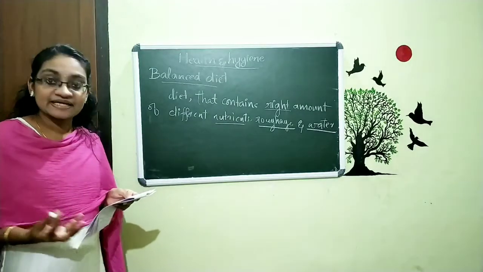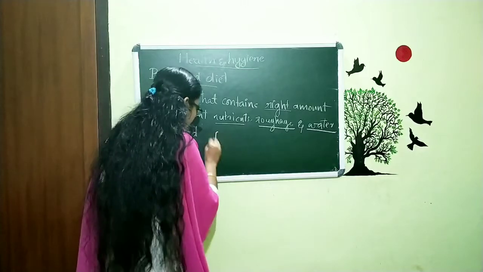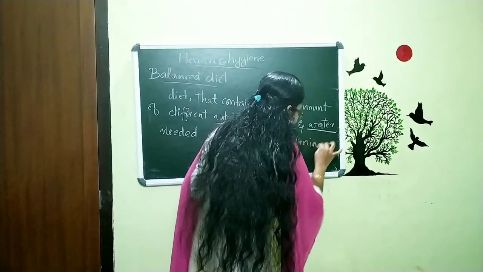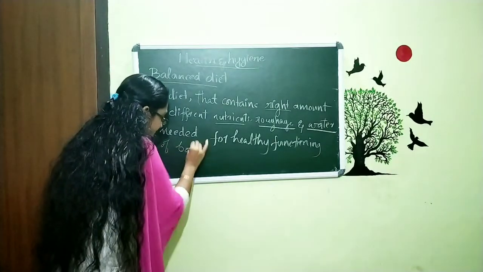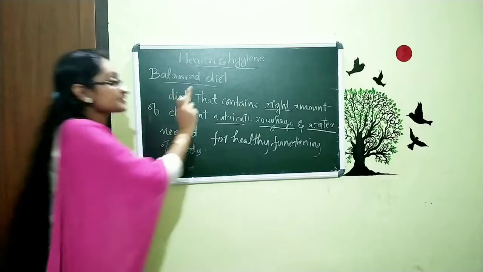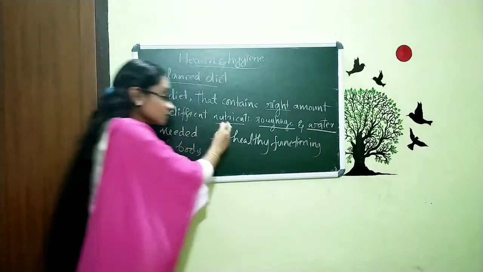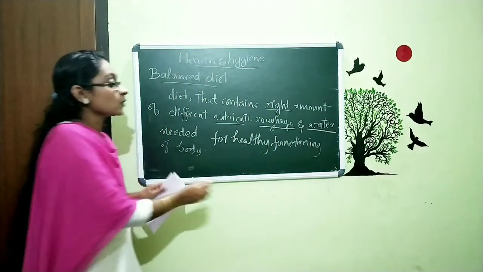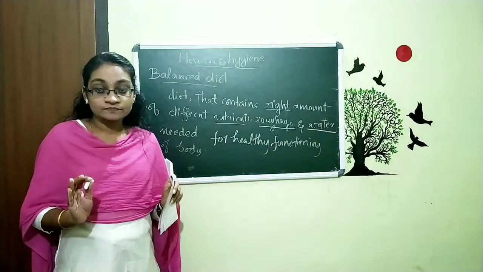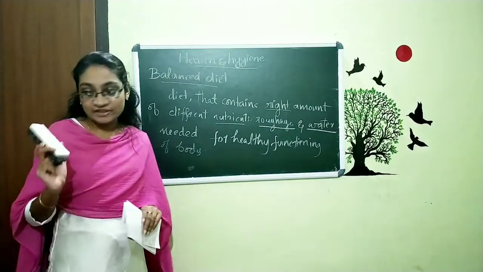Why are we keeping this balanced diet? It is because it is needed for healthy functioning of our body. Right amount means a particular or sufficient amount of different nutrients, roughage and water that is needed for healthy functioning of our body. We want to keep a balanced diet for being fit and healthy. This is about balanced diet. You just want to study the definition, and that is there in your textbook.